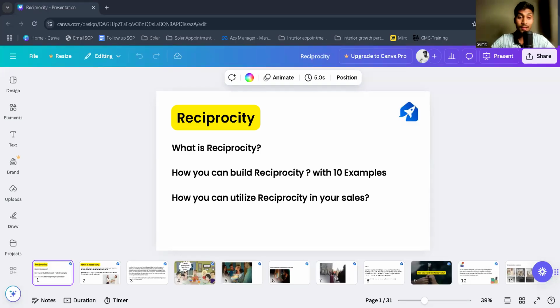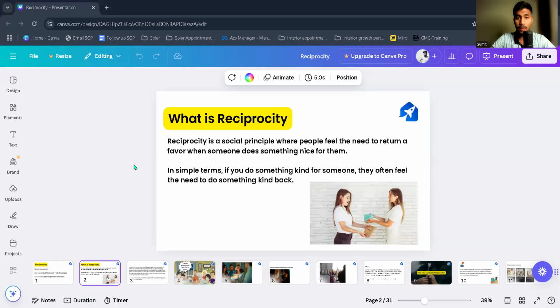So, as I just said, I'm going to discuss reciprocity. Here are the three things that we're going to discuss today: what reciprocity is, how you can build reciprocity with 10 examples, and how you can utilize reciprocity in your sales. That's the biggest concern, how you can use this particular thing that can double up your sales instantly from the next deal that you're going to close. All right, so let's move ahead. Let me walk you through how exactly it works and what reciprocity is.